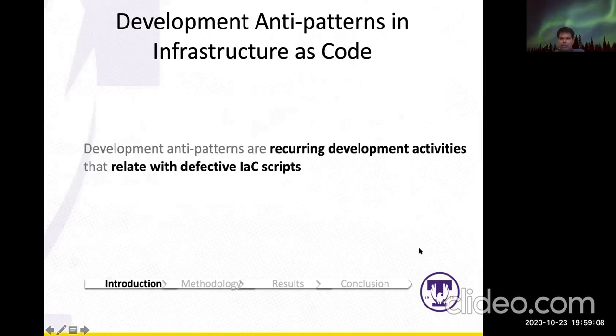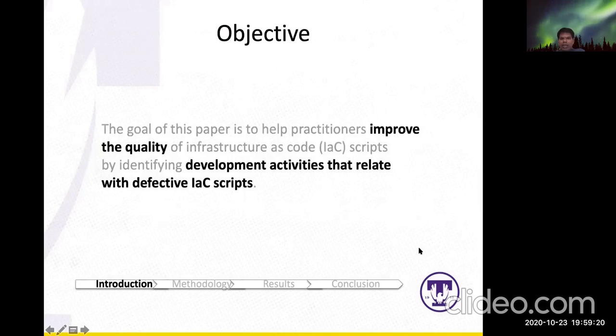We refer to these development activities as development antipatterns. More formally, these are recurring development activities that correlate with defective IaC scripts. The goal of our study was to improve the quality of IaC scripts by identifying development activities that correlate with defective IaC scripts.